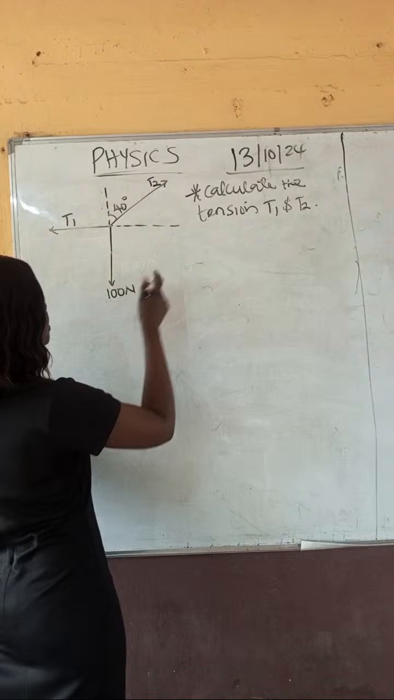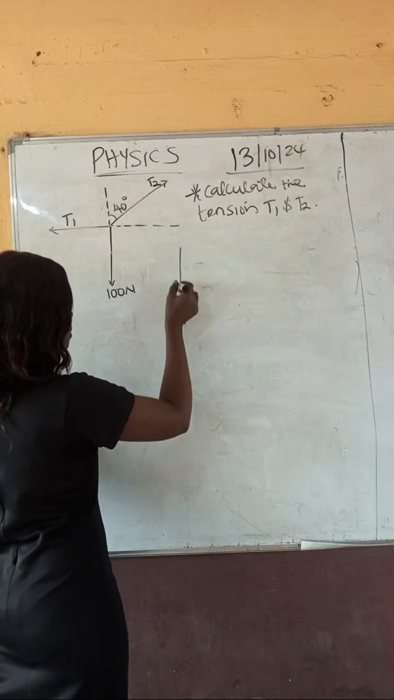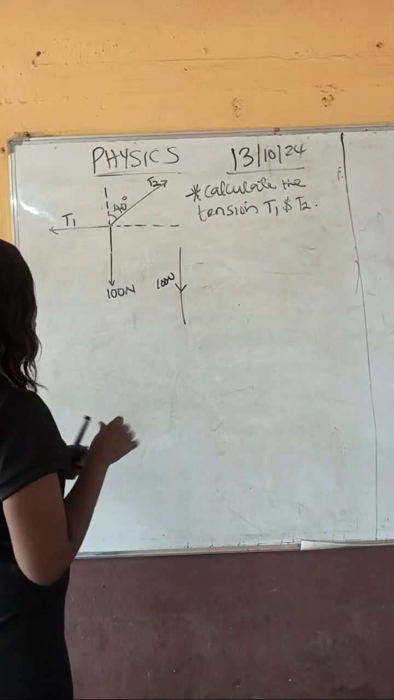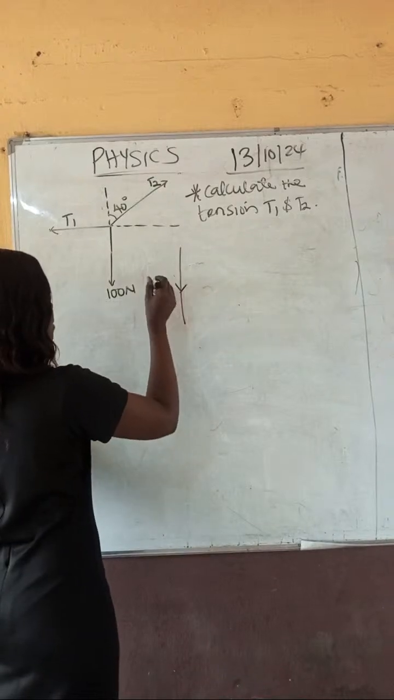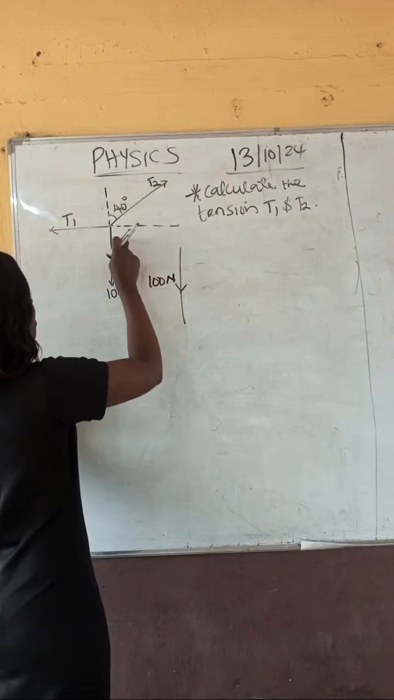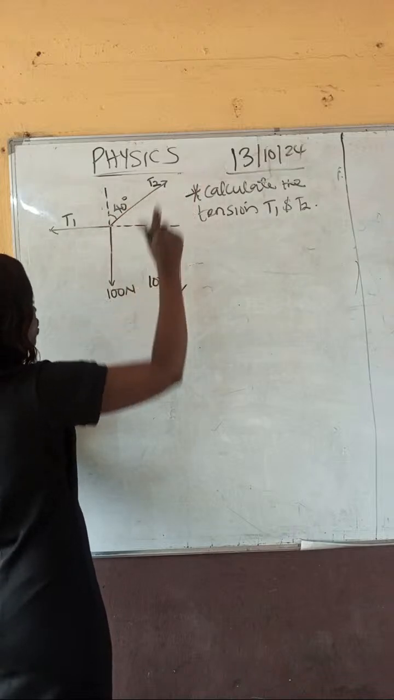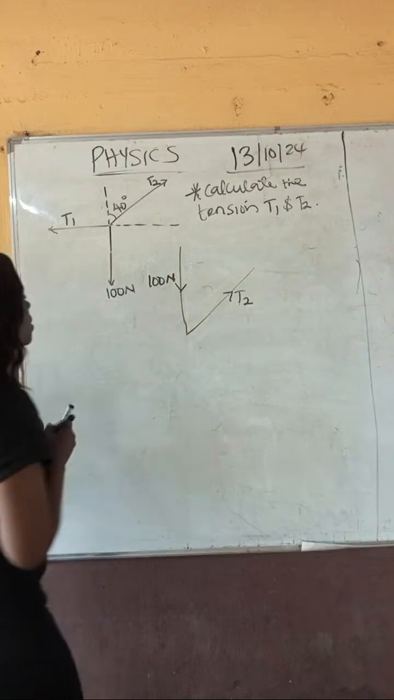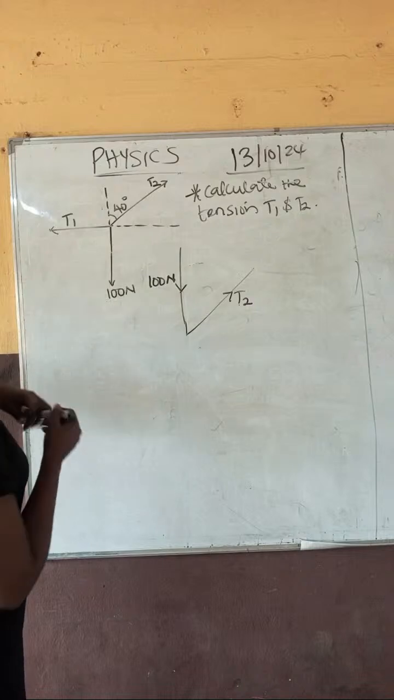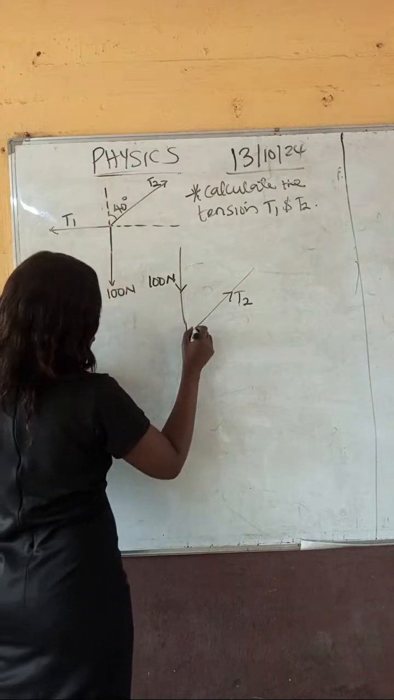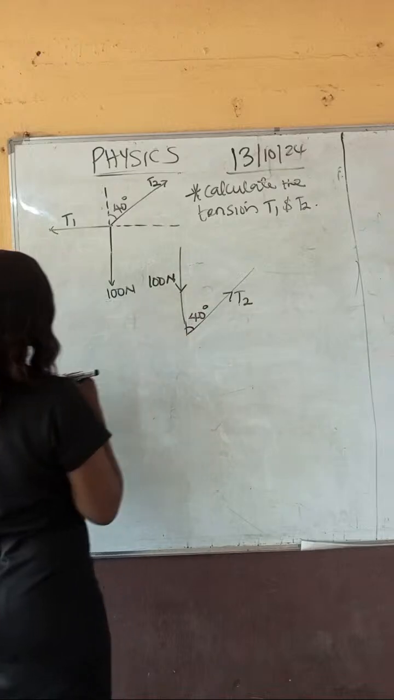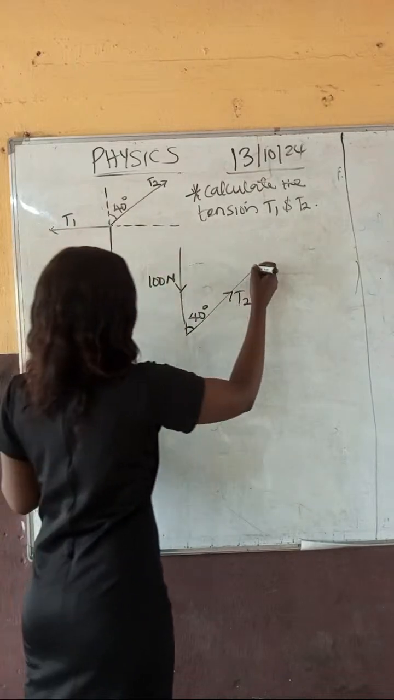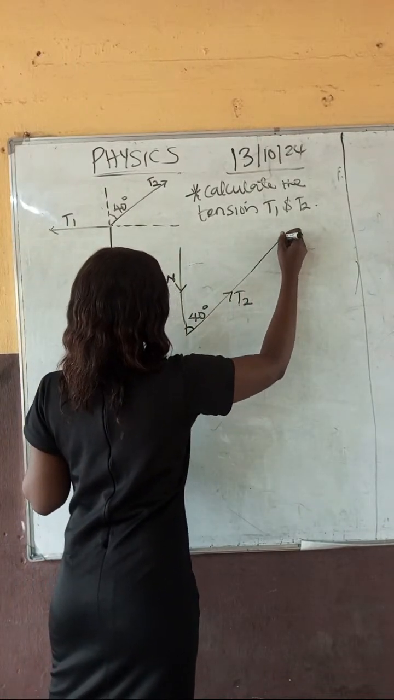That is 100 Newton acting down. So I go down. Okay. That is 100 Newton. Now, from the same point, T2 is going this way. So from here, I will go this way. That is T2. And T2 makes an angle of 40 degrees with the vertical. Okay? So here is 40 degrees. Okay? Then my T1 is on the horizontal. So I'll extend it, then join it.